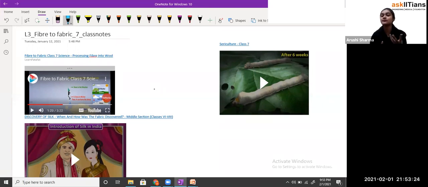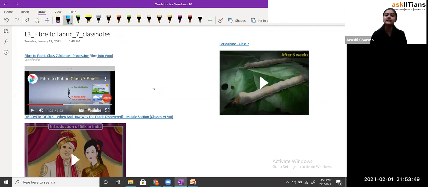Because in the summer season, the temperature is high, there is hot weather, so they can survive when they do not have their hair over their bodies. So that's how the shearing process is always done, in the summer season. Now from that shearing process, what we are getting is the fiber, that is, the wool fiber.